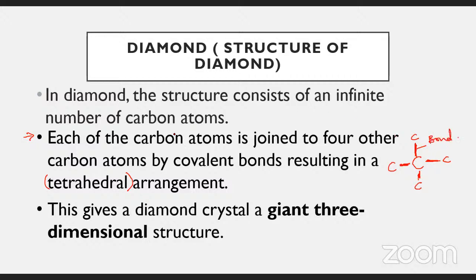So we are saying that diamond has got very many carbon atoms. They keep on joining each other like this. So when they are very many, it keeps on expanding until it becomes very big. This is what we mean by being joined to 4 other carbon atoms, and also what we mean by saying infinite number of carbon atoms. They are very many in number. And then when they join to each other, they form a tetrahedral arrangement.